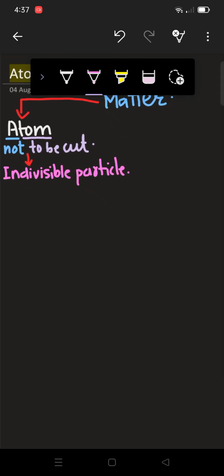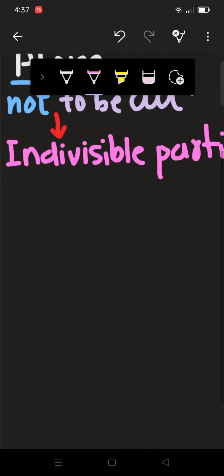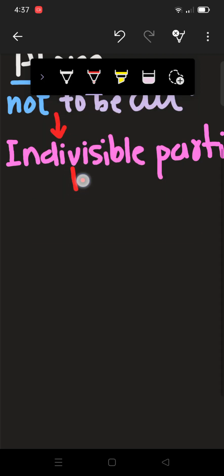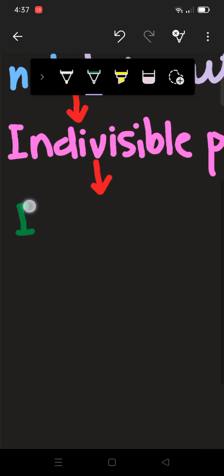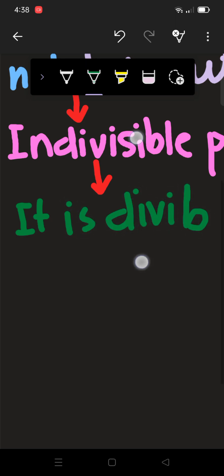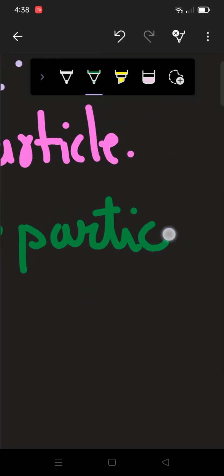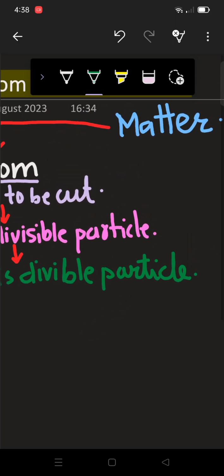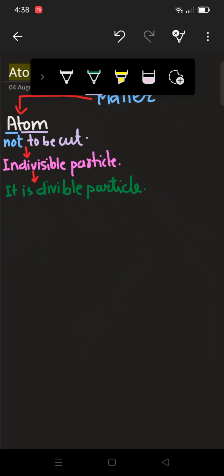But this is an old theory, alright? According to the new theory, it is divisible. So now in the recent theory, we have got to know that it is divisible. Atom is an indivisible particle was the old theory. However, according to the recent theory, we have got to know that atom is a divisible particle, which means it can be further divided.